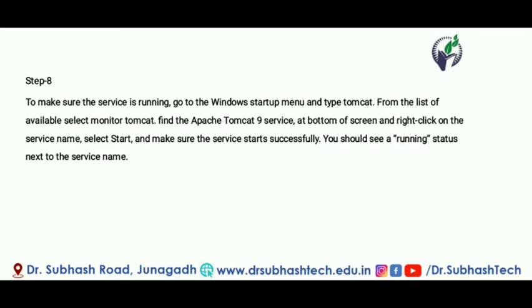Then find the Apache Tomcat 9 or 7 service which you installed. At the bottom of the screen, you see that there is an icon displayed like a watch. Then you just have to right click on this logo and start the service. Then make sure that your service starts successfully, and you should see that the running status is changed next to the service name.